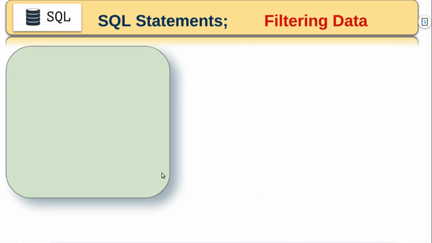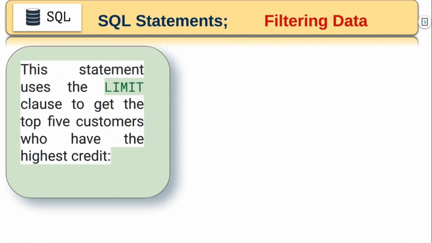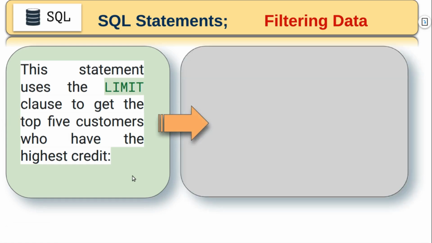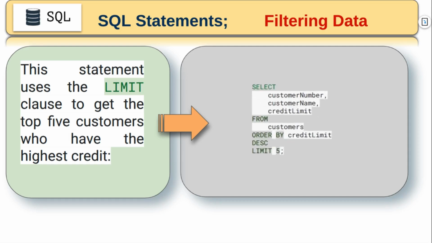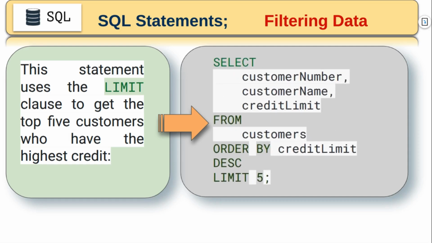Next, we will understand the limit clause by taking one example. This statement uses the limit clause to get the top 5 customers who have the highest credit. That means we have to write a SQL query to find the customers with the highest credit limit. Let's practice this on the terminal.